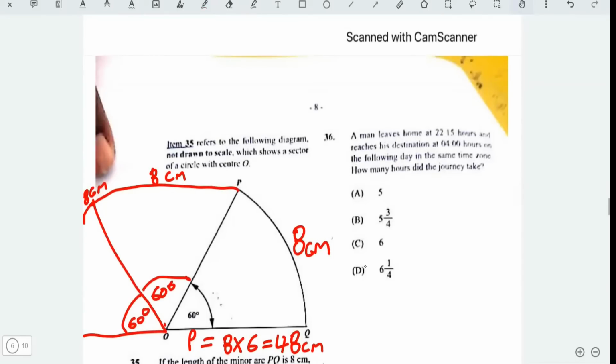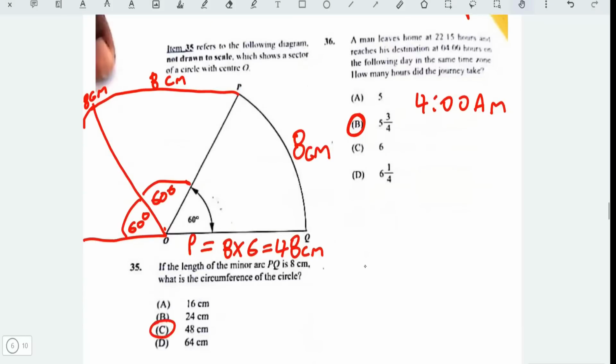Question 36. A man leaves home at 10:15 in the night. Remember, 22:15 is 10:15 in the night. So he leaves the house at 10:15 p.m. and reaches his destination at 4 a.m. How long was the journey, or how many hours? From 10 to 3 is 5 hours. Remember, you have 11 o'clock, 12 o'clock in the morning. So he's traveling for 5 3/4 hours. If we do the math, it's 5 3/4. 3/4 hours is 45 minutes. So there's nothing really there to do.